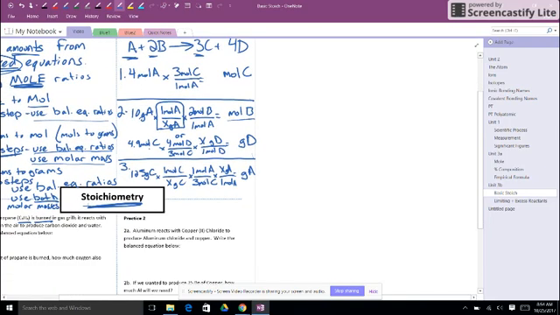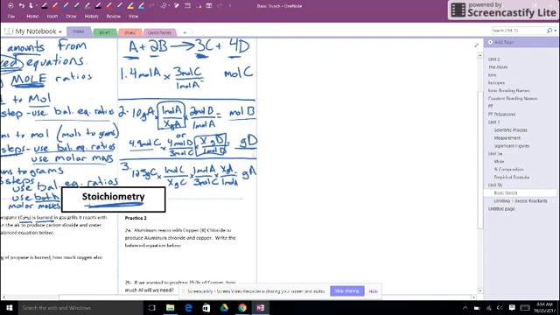Now, the other way, if we're given moles of C and asked for grams of D, then we're going to have to start with the balanced equation ratios and know that there's 4 moles of D per 3 moles of C, and then multiply by the periodic table molar mass of D, x grams of D per 1 mole of D.